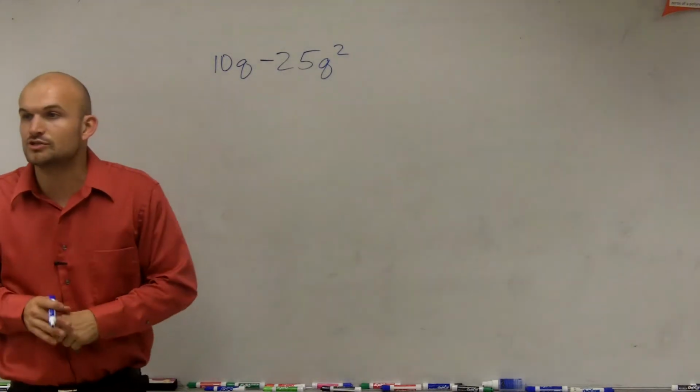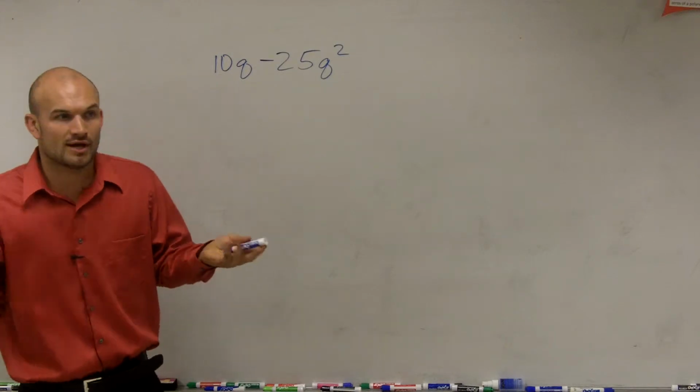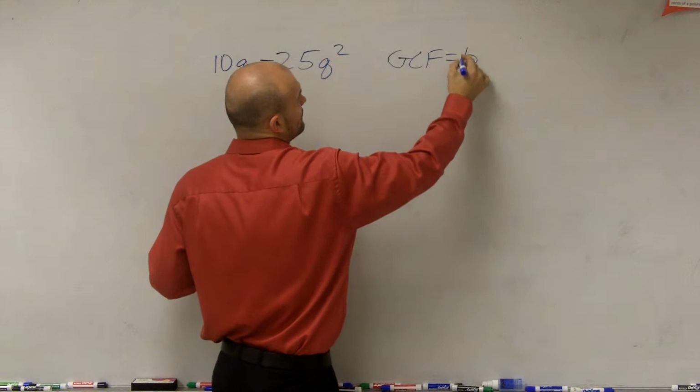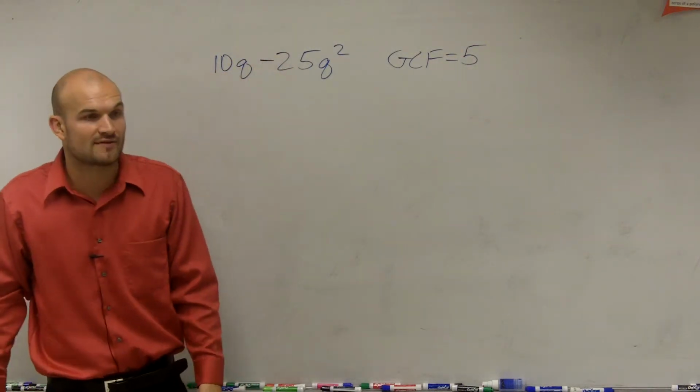What do the two numbers share? What is the largest number that they share that divides into both of them? 5, right? So we're just going to write to the side, our GCF is equal to 5, because 5 is the largest number that evenly divides into 10 and 25.